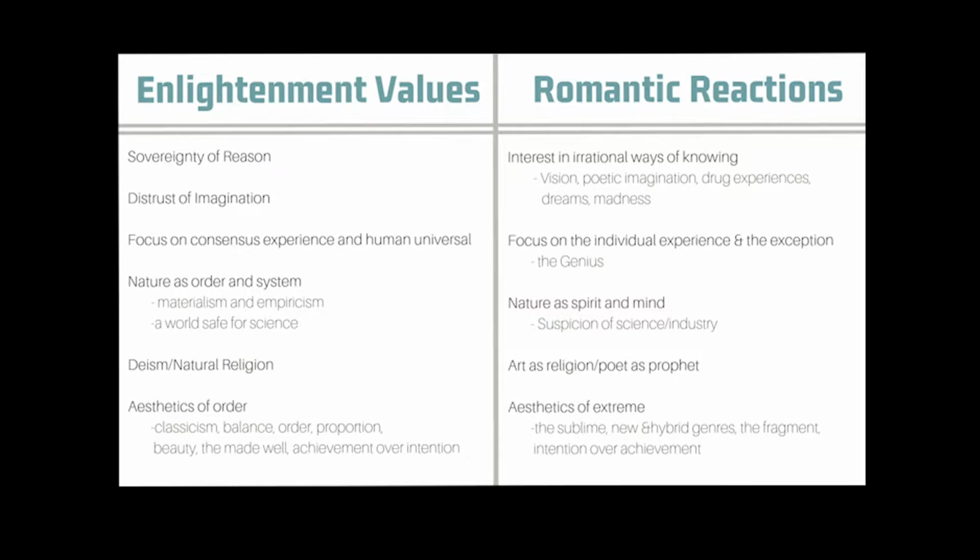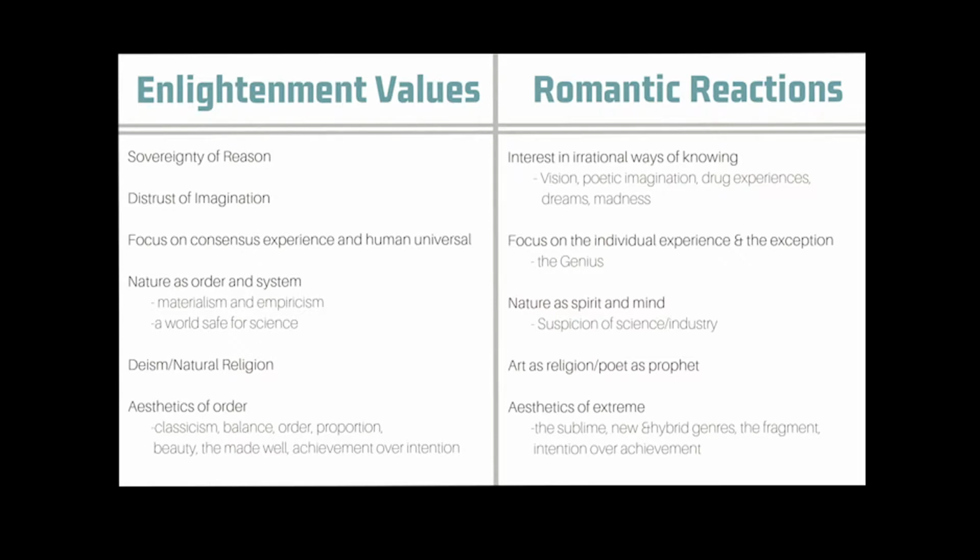And then lastly, the Enlightenment highly focused on aesthetics of order, which included balance and proportion, beauty, and how well things were made, with more of a focus on the achievement rather than the intention of the work. The Romantics couldn't get more opposite from this. They were focused on the aesthetics of the extreme, which included the sublime, which we'll talk about more later, and new hybrid genres that didn't force things into one box, seeing things in a fragmented way, and more on the intention of the work rather than the achievement of the work.